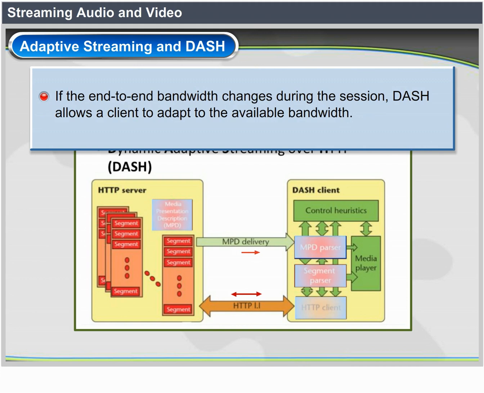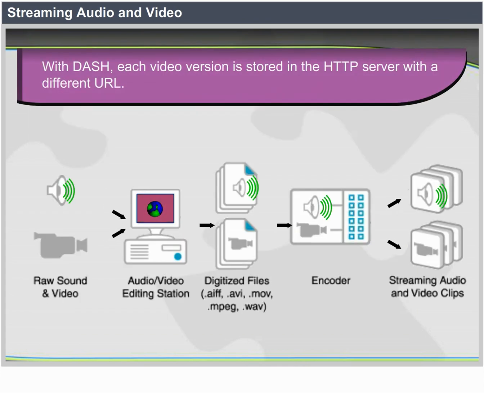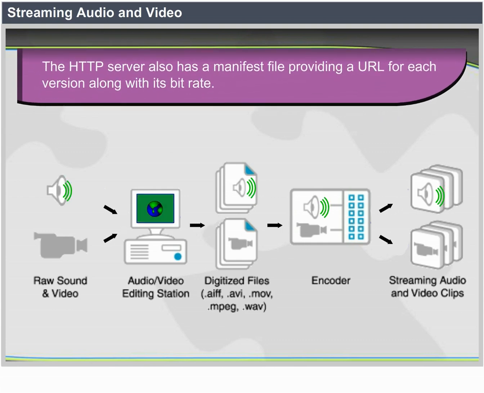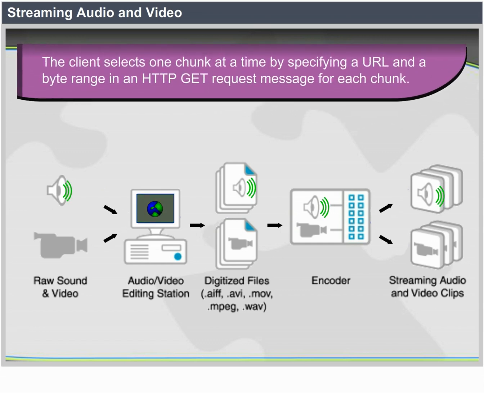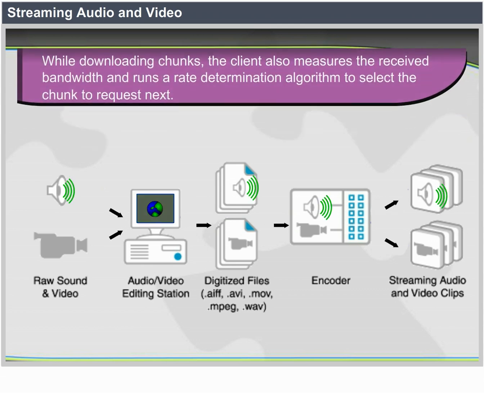With DASH, each video version is stored in the HTTP server, each with a different URL. The HTTP server also has a manifest file which provides a URL for each version along with its bitrate. The client first requests the manifest file and learns about the various versions. The client then selects one chunk at a time by specifying a URL and a byte range in an HTTP GET request message for each chunk. While downloading chunks, the client also measures the received bandwidth and runs a rate determination algorithm to select the chunk to request next.